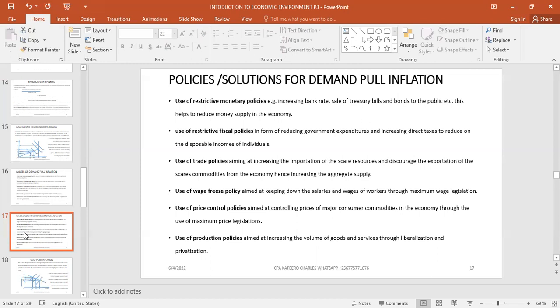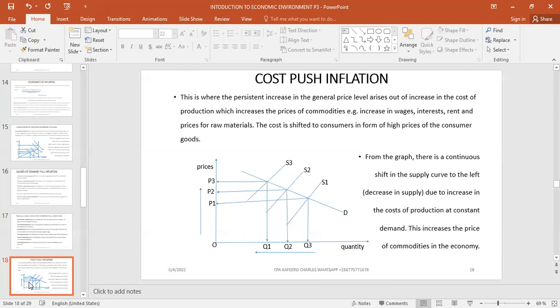Then the other thing, you can also reduce the procedures which someone must follow to set up their companies, so that when you reduce that, we expect that more people are going to be engaged in production, and as they do so, they are going to reduce the demand for the commodity by supplying whatever is needed in the market. That's all about demand pull inflation.